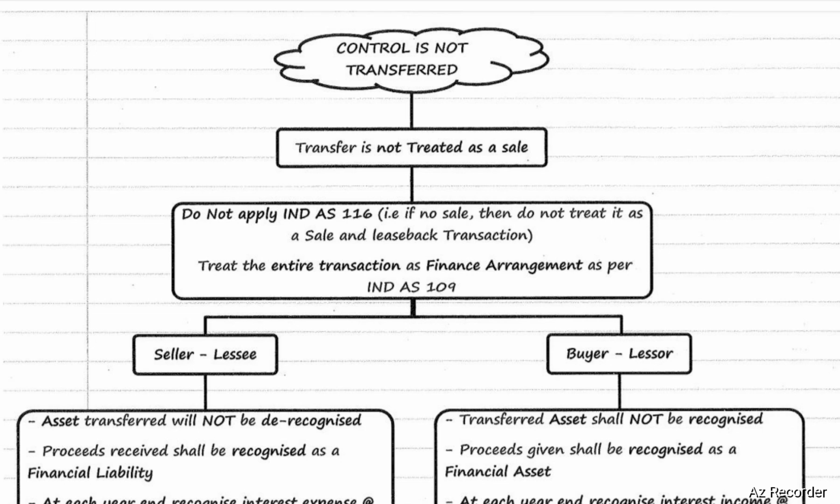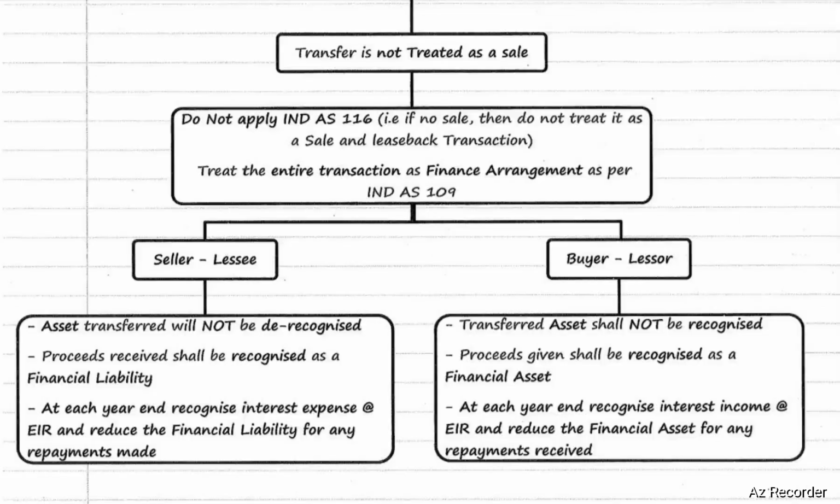repayments made. In case of buyer lessor, transferred asset should not be recognized. Proceeds given shall be recognized as a financial asset. At each year end, recognize interest income at effective interest rate, that is EIR, and reduce the financial asset for any repayments received.